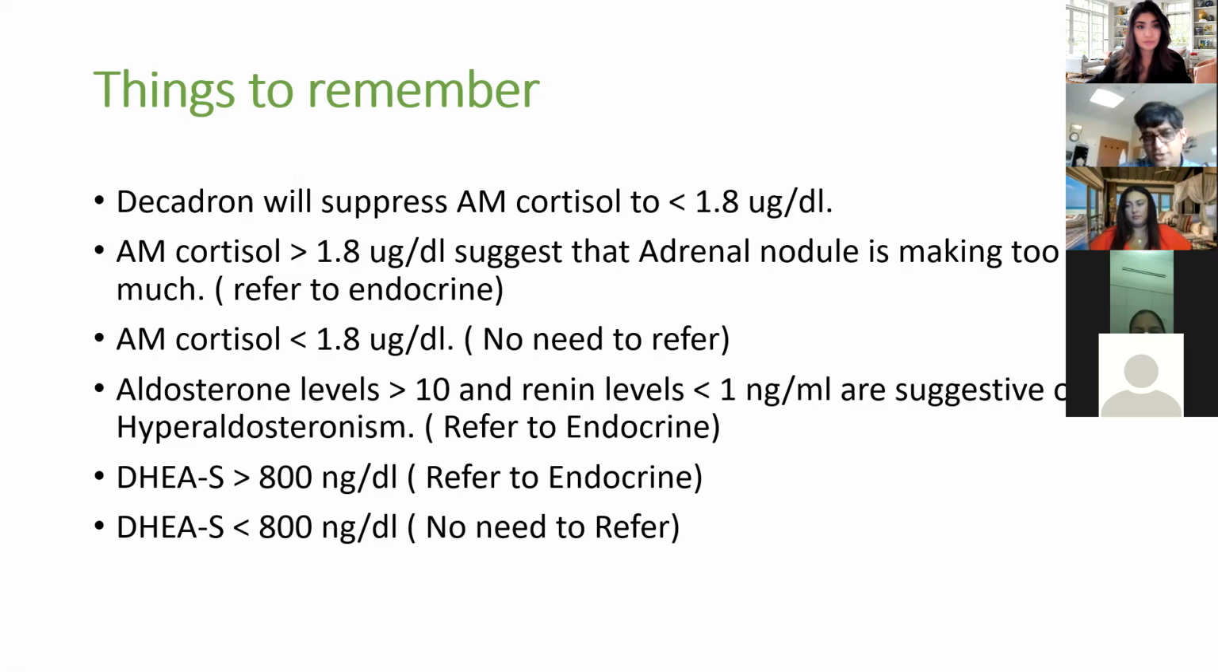So high aldosterone, meaning the adrenal gland is making more hormone and the renin is suppressed, that is a sign that they may have hyperaldosteronism or too much aldosterone production, and it's very reasonable to send these patients to endocrine.